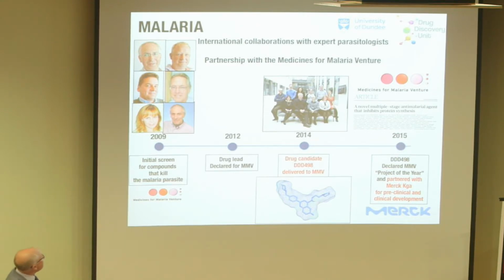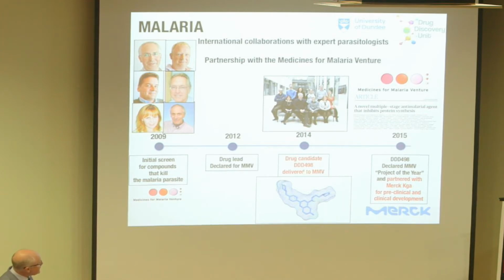So in this story, the same team here, back in 2009, worked with MMV, Medicines for Malaria Venture, to do a little screening exercise. We grew the parasites, and we took a library of only about 5,000 compounds in this particular case, very small library, and asked which of these 5,000 compounds kill the parasite. And a few did, and so some of those were developed further into what we call drug leads, and then further again into a drug candidate.